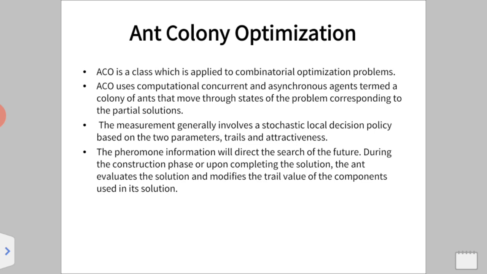It is used to find a good solution. In this one, they have local decision policies based on two parameters, for example trail and attractiveness. By using this information, they try to find the solution for the future, and whatever values they get, they will modify, and they will find the solution through ant colony optimization.